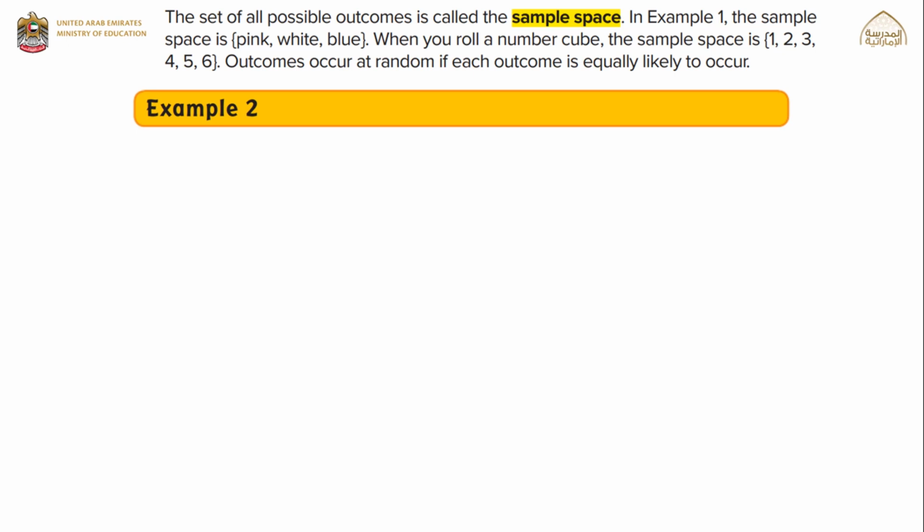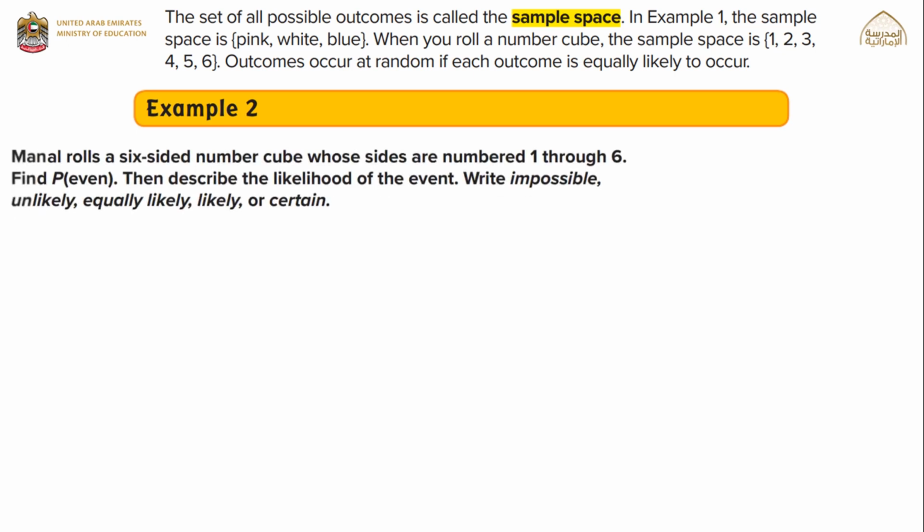Example 2. A six-sided number cube is rolled, whose sides are numbered 1 through 6. Find the probability of even, then describe the likelihood of the event. Write impossible, unlikely, equally likely, likely, or certain.